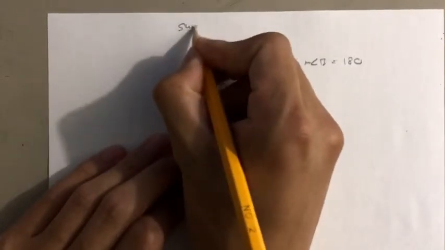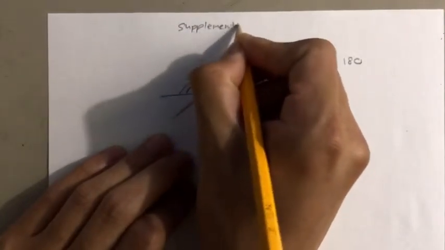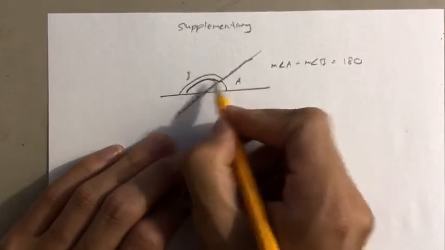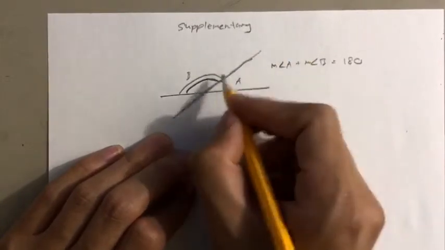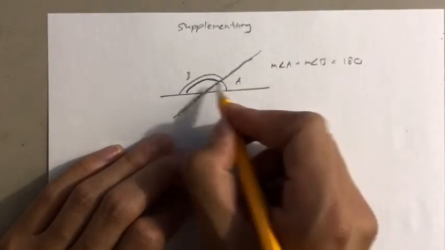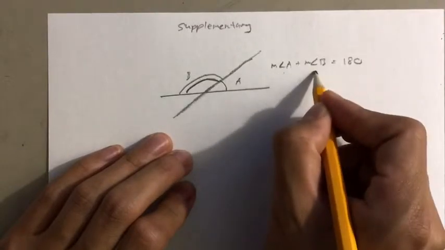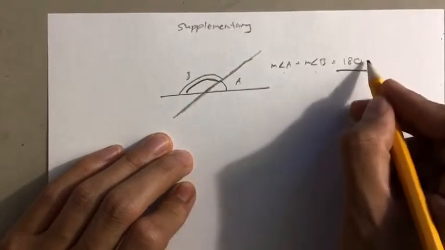So what does it mean to be a supplementary angle? Well, a supplementary angle means that added to a different one, it equals 180. So these are supplementary angles. A plus B, the measure of angle A plus the measure of angle B is 180 degrees.